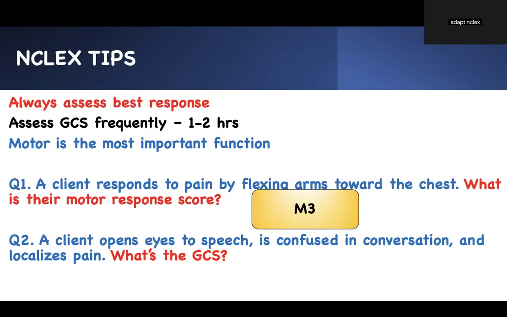What is your score? Once again, type hashtag GCS mastered and put down your score for this client who can open their eyes to speech, is confused in conversation, and localizes pain. The right answer is this. E3, because they open their eyes to speech. They're confused, so they get 4, they can't get 5. And they localize instead of following command, they can't get 6, so they get 5. In total, a GCS of 12. This is not that great, but it's a moderate brain injury.